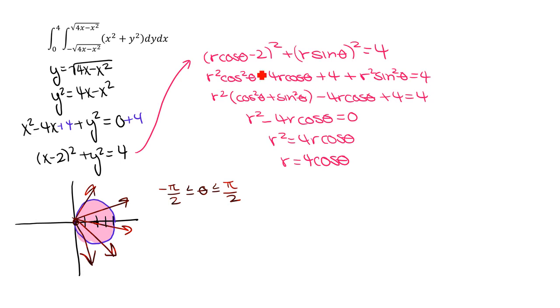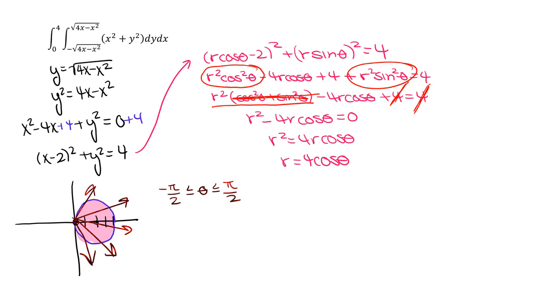And then the other thing I notice is I have a cosine squared and a sine squared. And so I can group those two terms together and think of that as r squared times cosine squared plus sine squared, which just turns into a 1. And so now I'm left with r squared minus 4r cosine theta. And again, I can cancel those 4's out. So r squared minus 4r cosine theta equals 0.